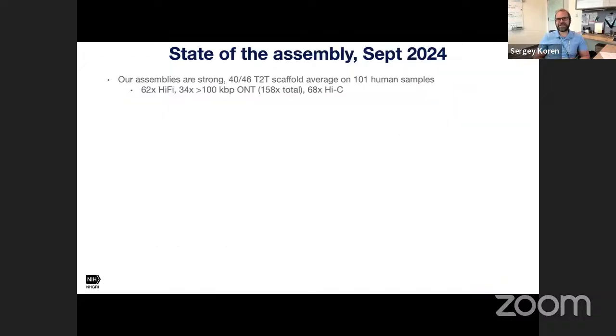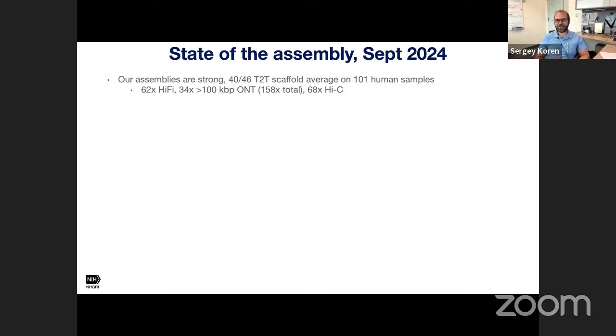So you may be asking yourself, okay, that's great, you try to automate it, so how well does it do? With the latest version of the assembler running on about 100 human samples from the HPRC, the Human Pangenome Reference Consortium, which average about 60-fold HiFi coverage, 30-fold of reads greater than 100 kb, and about 70x Hi-C.